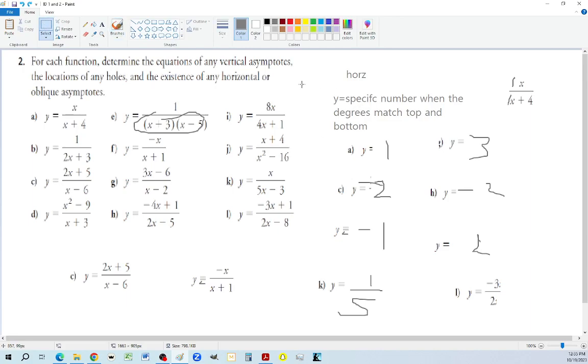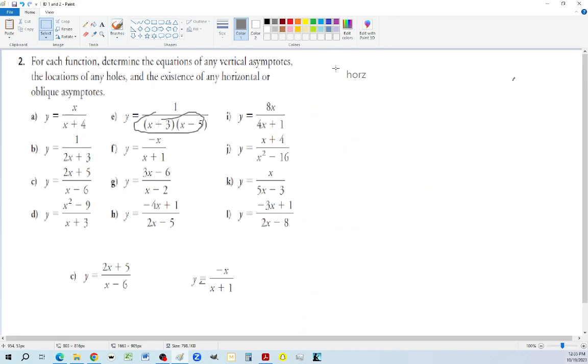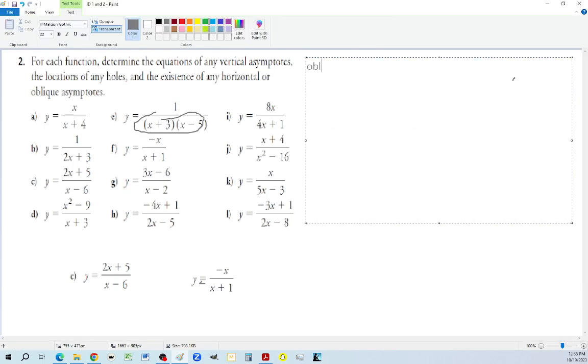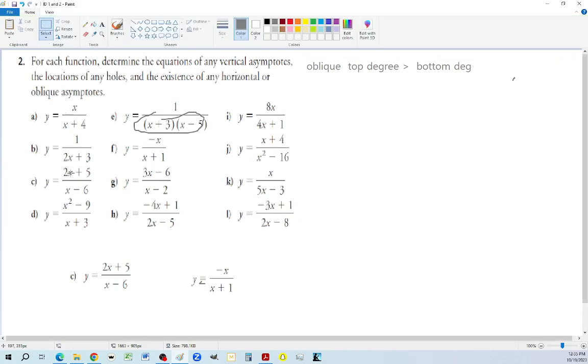Now let's focus on the next one. Oblique. Obliques exist when the top degree is higher than the bottom degree. So let's spot our obliques. This one. That one's going to be a tricky one. They didn't give us many obliques.